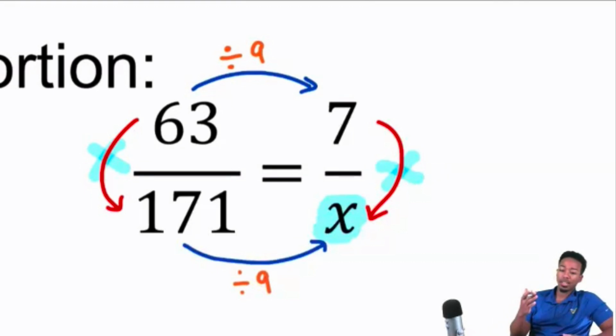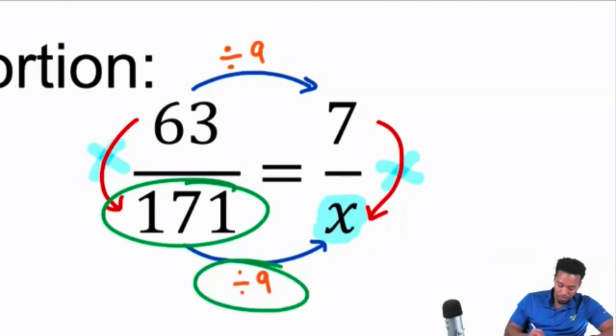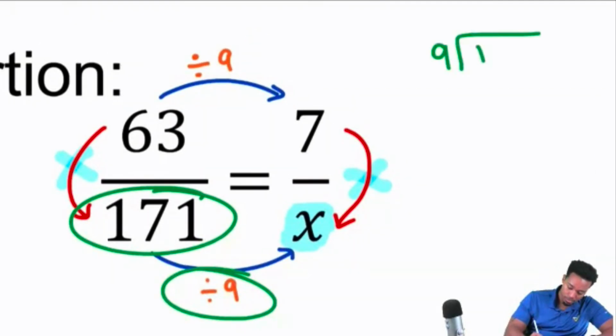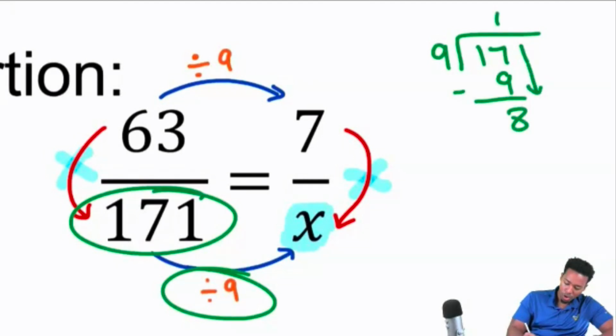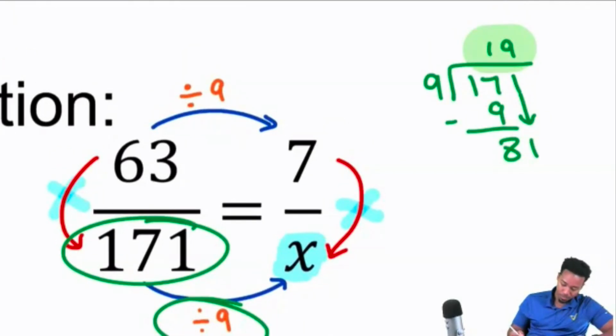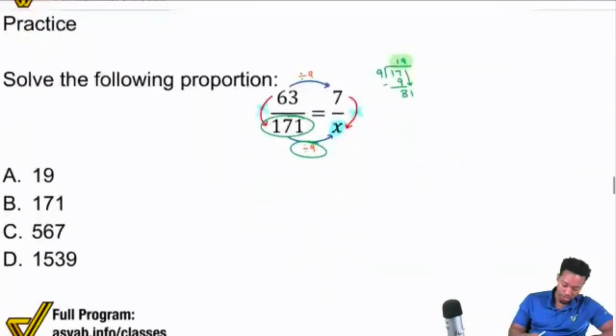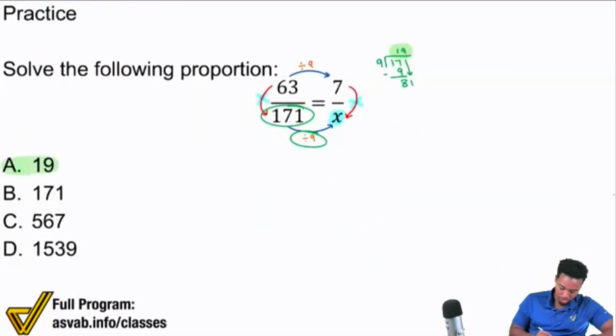But again, I know that not everybody is keen on mental math. So literally, all I got to do is this. 171 divided by 9. That's all you got to do. So 9 going into 17, that's going to be 1 time. Then you're going to get 8, drop the 1. Everybody, 9 goes into 81 how many times? Boom. And your answer is 19. Your answer will be 19. And that's why A is the answer.